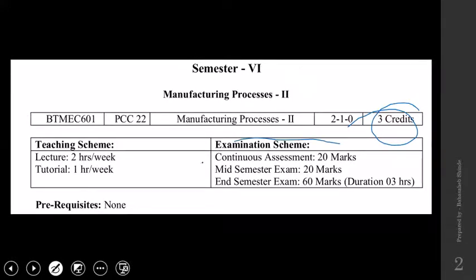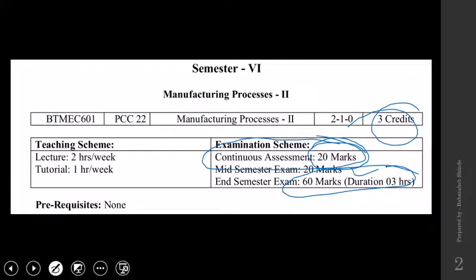The continuous assessment will be there for 20 marks, and for that there will be 2 class tests, CT1, CT2 or CA1, CA2. That will be accounted for these 20 marks. Additionally, one mid-semester examination will be there, that will have 20 marks, and the end semester will be there for 60 marks.